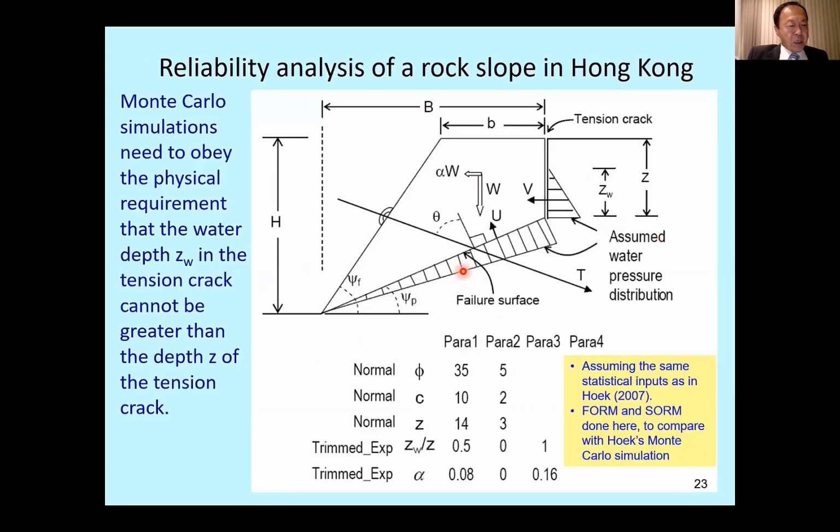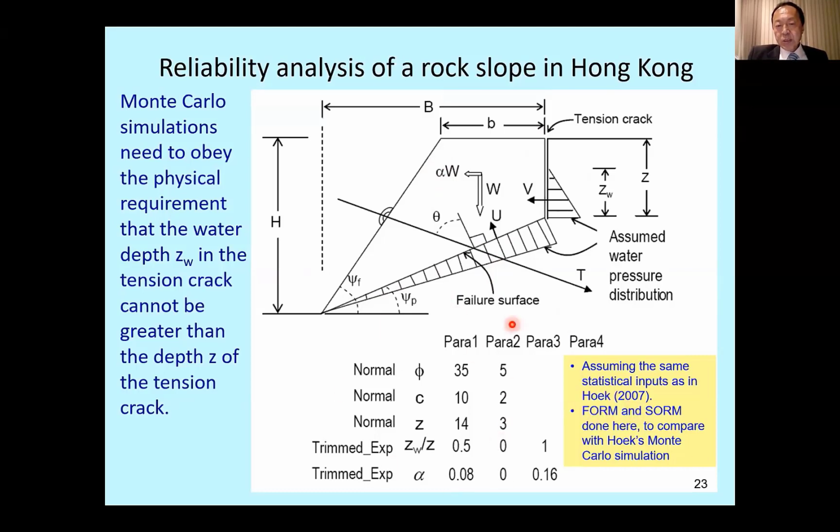This is the Hong Kong slope case, a rock slope with discontinuity. You have a tension crack, and then you have a joint. Therefore, the block can potentially slide along this joint plane, with unfavorable water pressure in the tension crack and also along the joint plane, and also the earthquake effect, horizontal acceleration alpha.